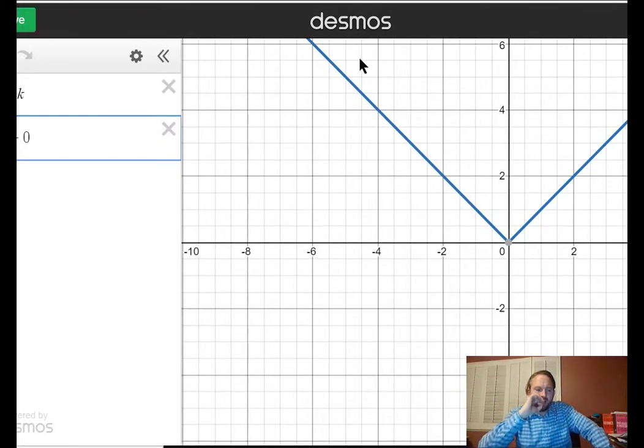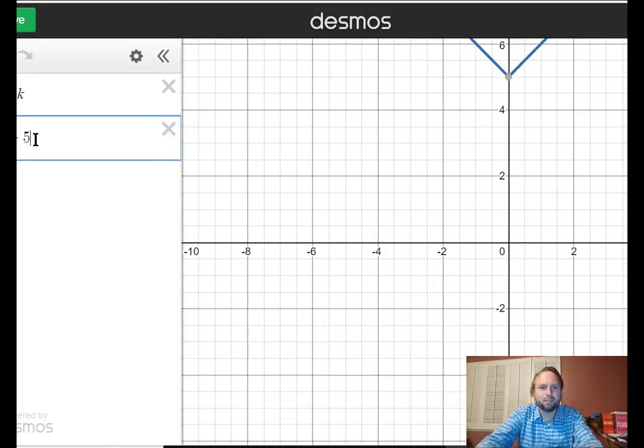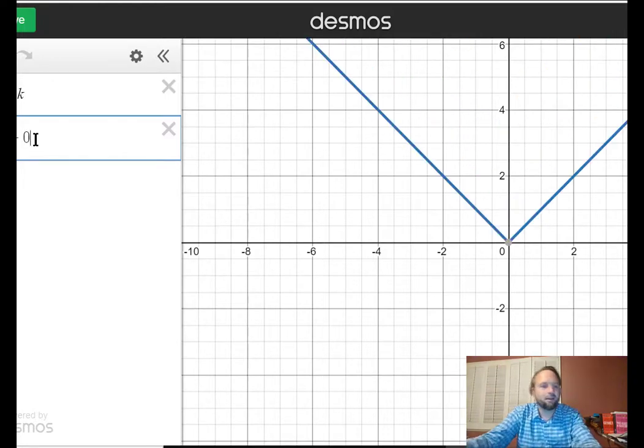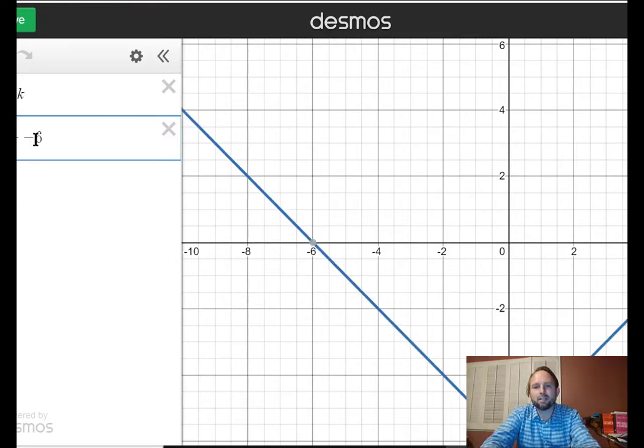So if I go through and show you what happens, I like to show this and see this is what happens when you do some things to your equation. For example, it says the absolute value of x plus 5. Well, watch what happens when we put plus 5. It moves up. Now what if it's negative 6? Well, negative 6 moves down.